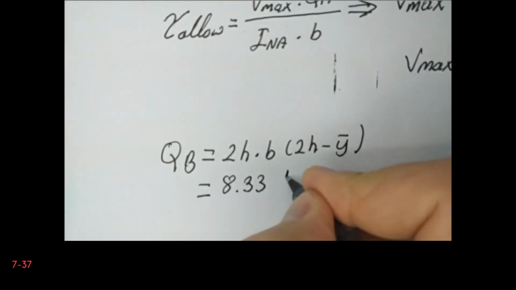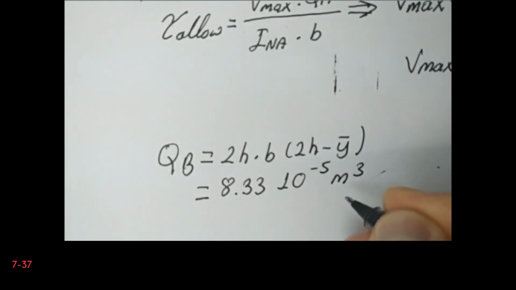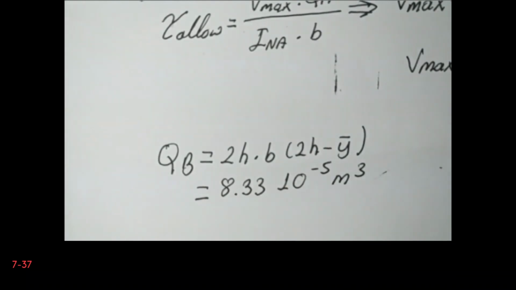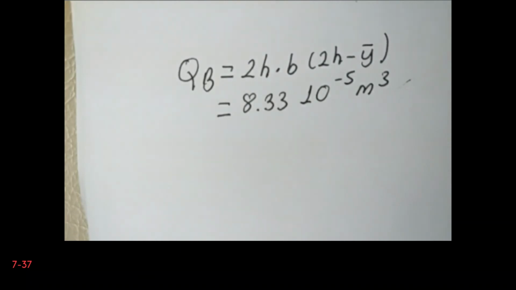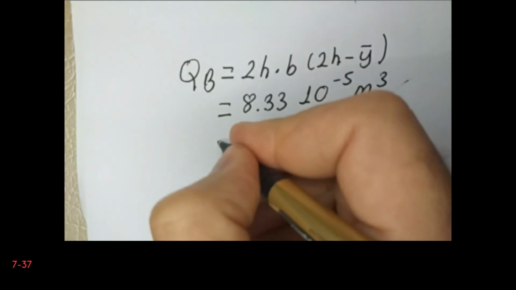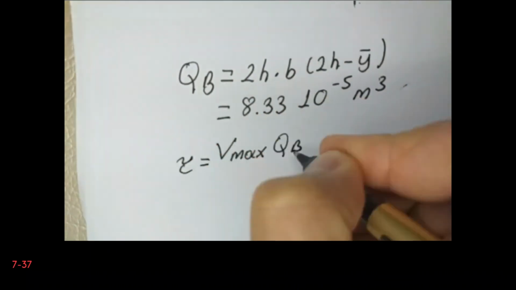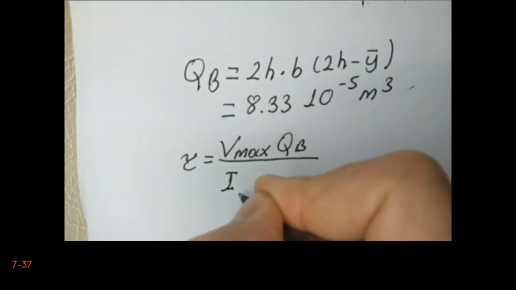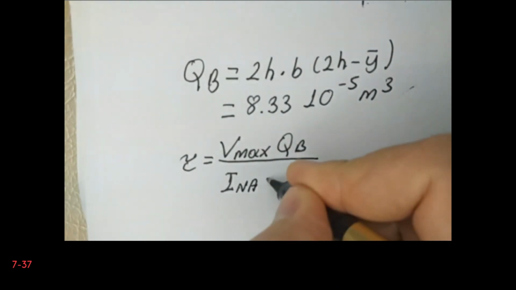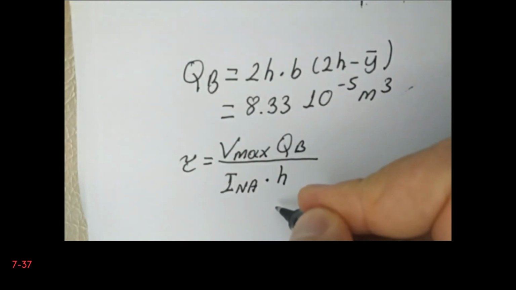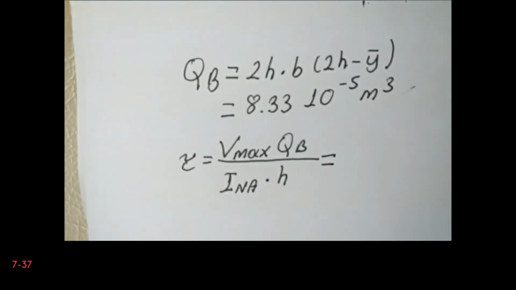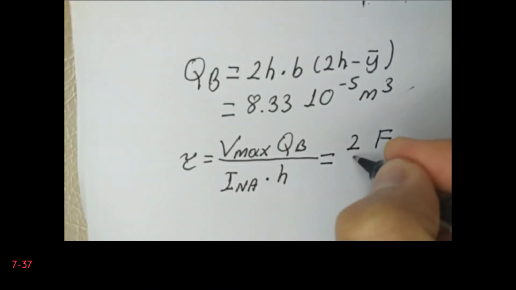Now we can calculate the shear stress at the interface. So the shear stress at the interface is maximum shear force multiplied by QB divided by INA. This is the shear flow, multiplied by H. Now this has to be equal to force transmitted to the bolts. In fact, we have two areas, so this is 2F divided by H times S. So H is the height of that interface, and S is the distance between two bolts.